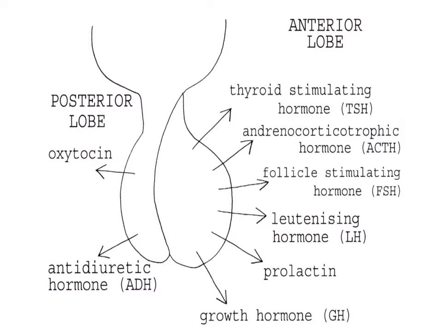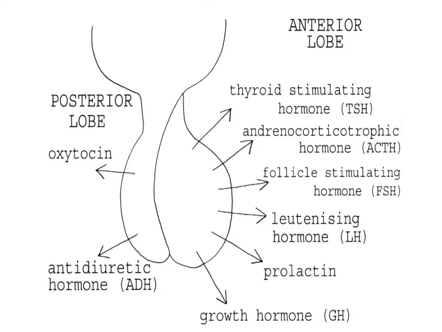And levels of these adrenal cortical hormones are detected by specialized cells in the hypothalamus in a similar way to the levels of thyroid hormone we've already discussed.